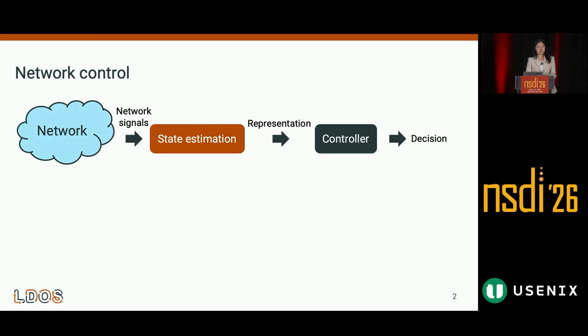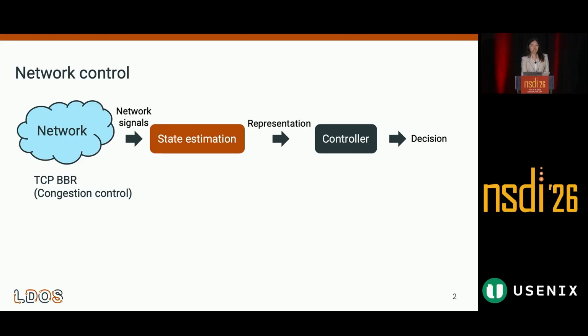So today, many network control systems actually share a very similar architecture. It has a state estimation component that takes in the existing network signals and then tries to summarize what the current system context is. And then a controller takes the state representation and then makes a decision.